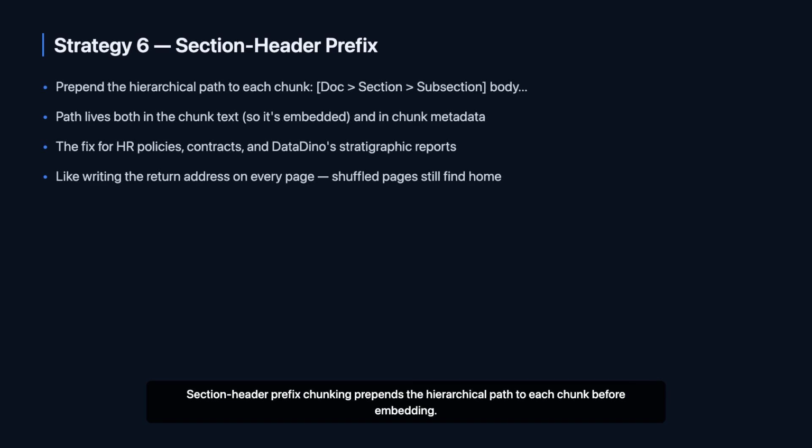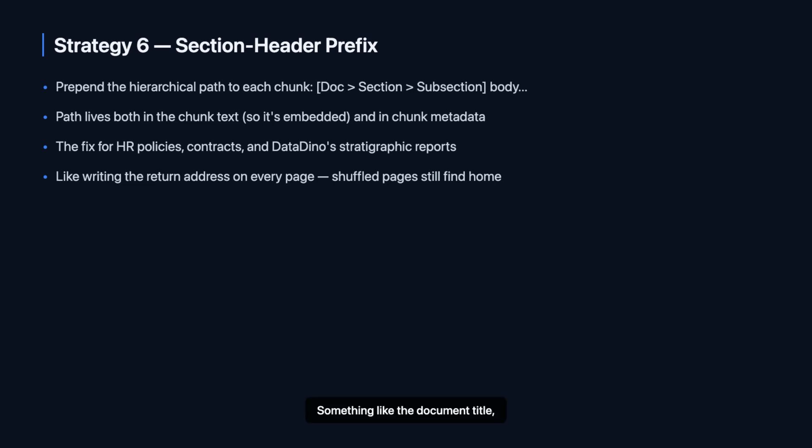Section header prefix chunking prepends the hierarchical path to each chunk before embedding. Something like the document title, then the section, then the subsection, in brackets, followed by the actual body text. That path lives both in the chunk text, so it gets embedded, and in the chunk's metadata. It's the right strategy for any document where structure is part of meaning. HR policies, contracts, regulatory filings, and DataDino's stratigraphic reports all qualify.